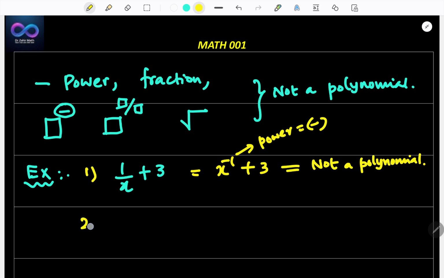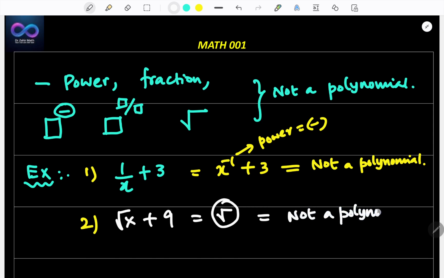Yes, give me another example, teacher. Okay, let me give you another example. For example, root x plus 9. Okay, what is root x? It has a square root. When this is a square root, immediately you can say it is not a polynomial, right?